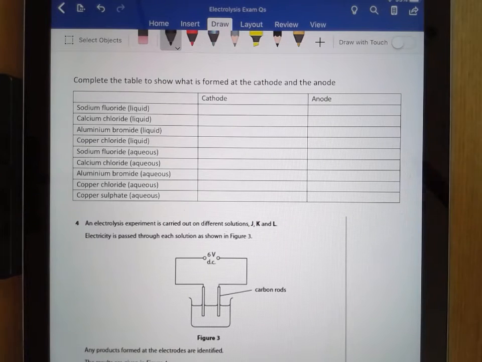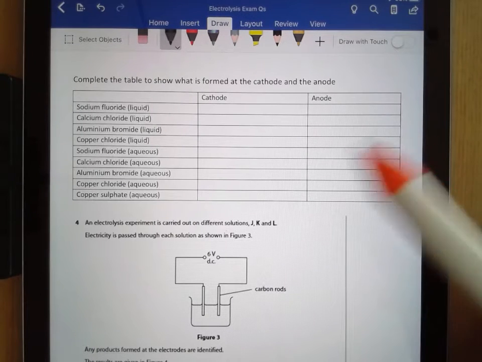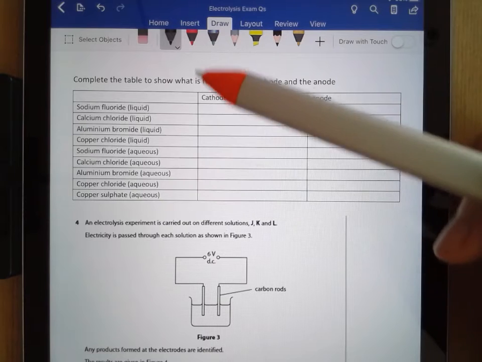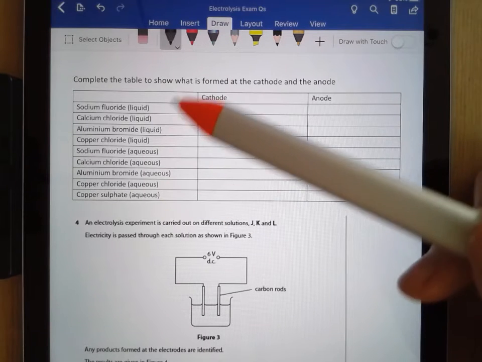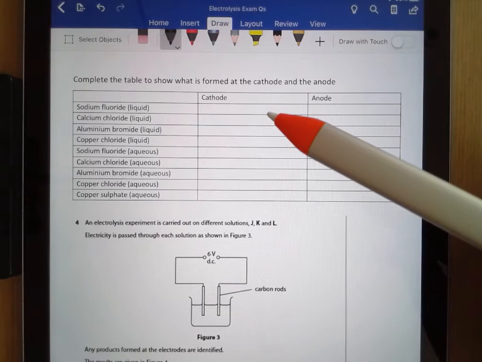I'm going to go through the answers to these questions. If you haven't actually done these questions yet, then please pause the video, do the questions by yourself, and then press play again when you're ready to go through the answers. Okay, so the reason I've included this table is that those of you who have done the quiz online, these are the questions that you struggled with, so I just want to go through this again.